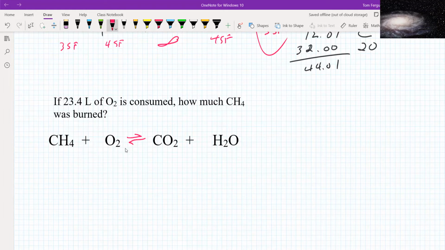How many liters are in a mole for gases? Go back to the 3 conversion factors I gave you. What do you find was the conversion factor?